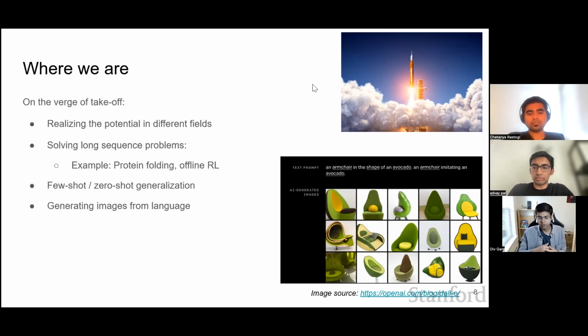Here's an example from OpenAI, where you can give a text prompt and have an AI generate a fictional image for you.